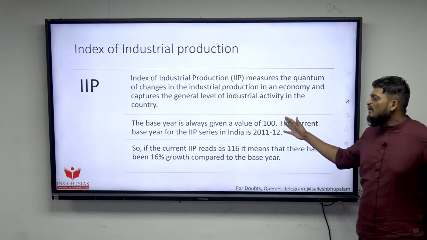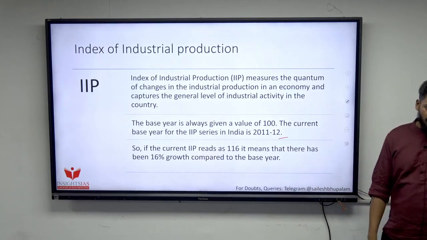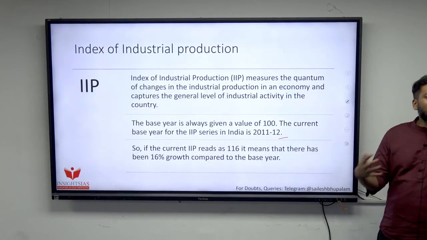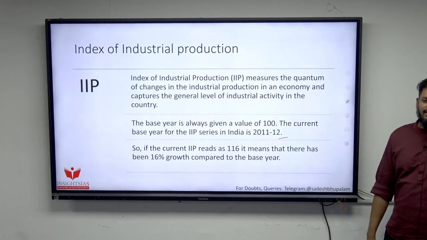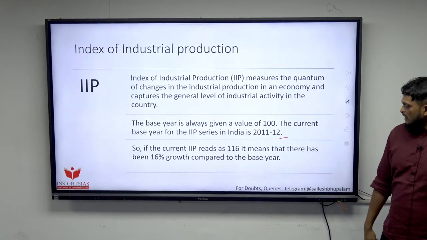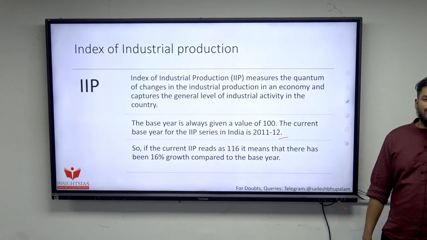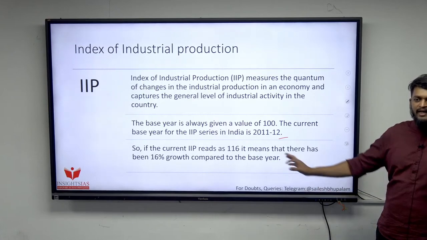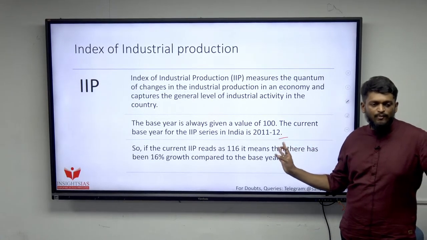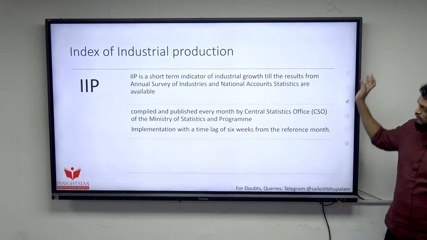Base year is always given a value of 100 everywhere, it is the same, we already saw. And the IIP series base year is 2011-12. In IIP also, industrial production in India, we keep changing the basket because what we produce will also keep changing over time. So if the current IIP reads 116, it means if 100 rupees worth of products were produced in the base year, right now we are producing 116 rupees worth of products. 16% growth has happened compared to the base year.